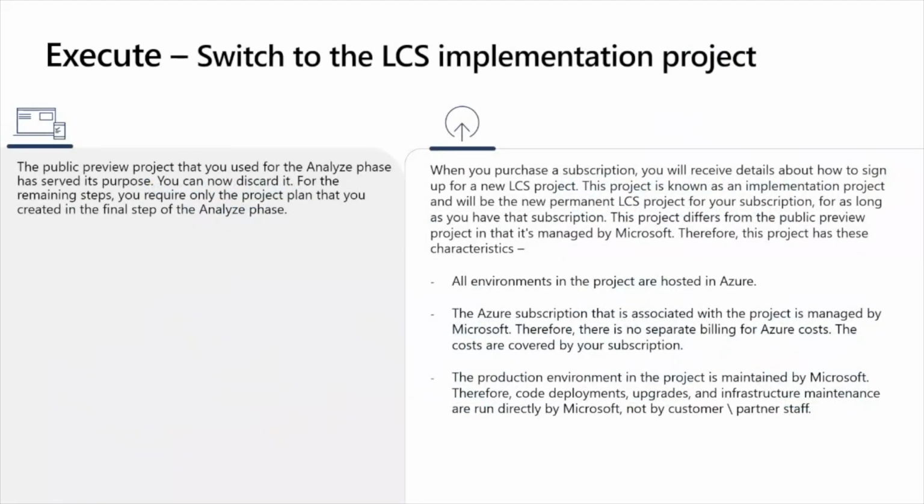The first step in the execute phase is to switch to the LCS Implementation Project. The public preview project that you used for the analyze phase has served its purpose. You can now discard it. For the remaining steps, you require only the project plan that you created in the final steps of the analyze phase. When you purchase a subscription, you will receive details about how to sign up for a new LCS project. This project is known as an implementation project and will be the new permanent LCS project for your subscription, for as long as you have that subscription.